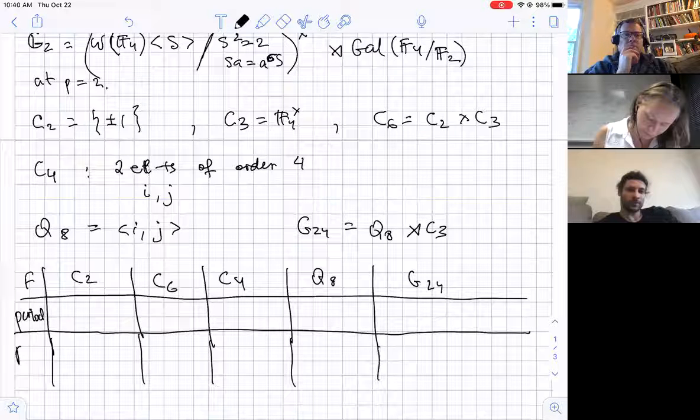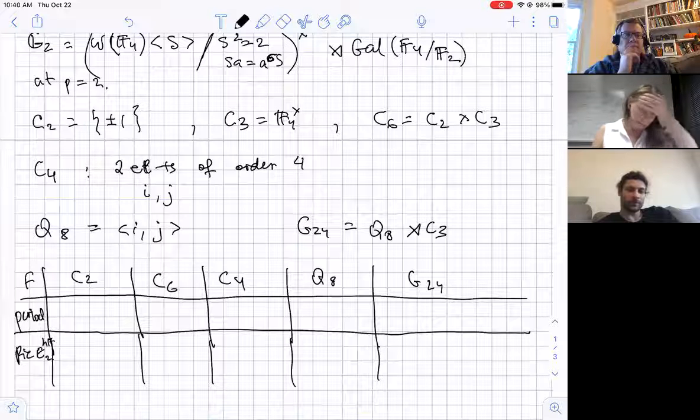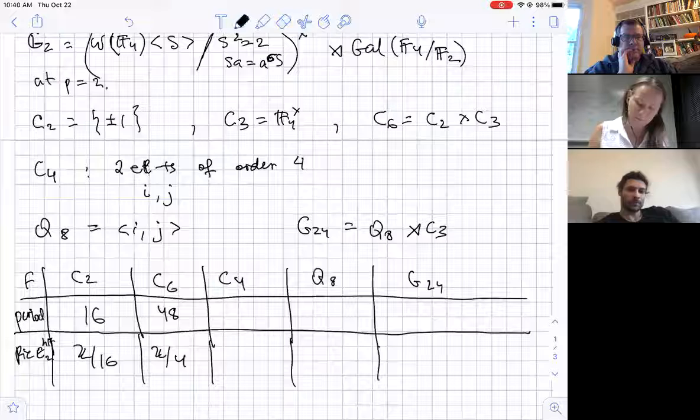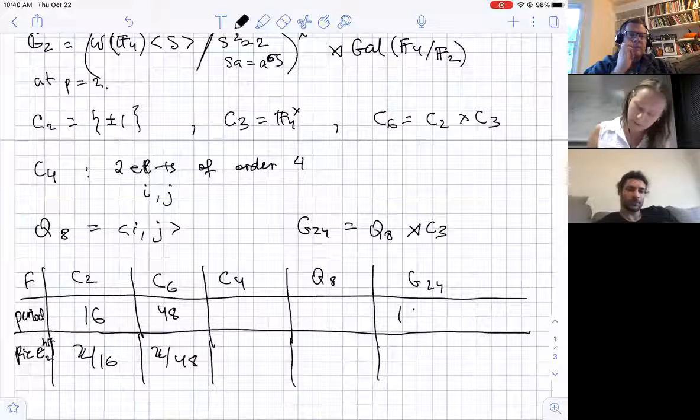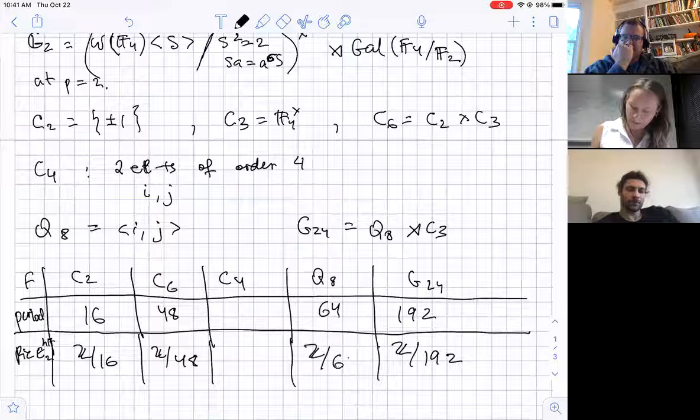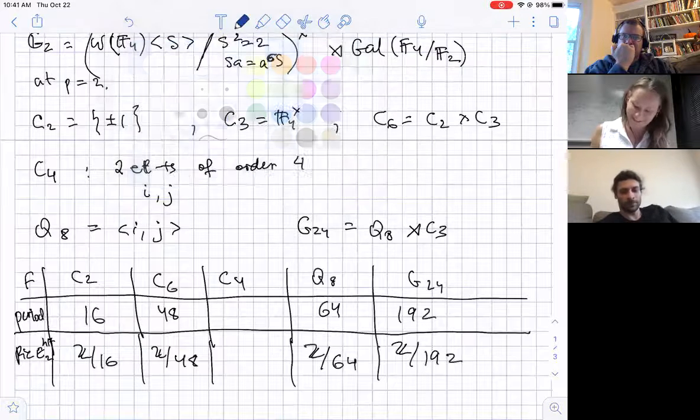And the PK group. All right. So here it's 16, and the group is Z mod 16. Here it's 48, and the group is Z mod 48. Here the period is 192, and the PK group is Z mod 192. And here it's 64.